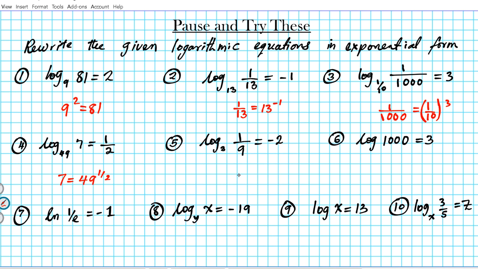For number 5, we have 1/9 equals 3 to the negative 2. For number 6, we have 1000 equals 10 to the 3rd power. For number 7, we have 1/e equals e to the negative 1. For number 8, we have x equals y to the negative 19. For number 9, we have x equals 10 to the 13. And for number 10, we have 3/5 is equal to x to the z power.